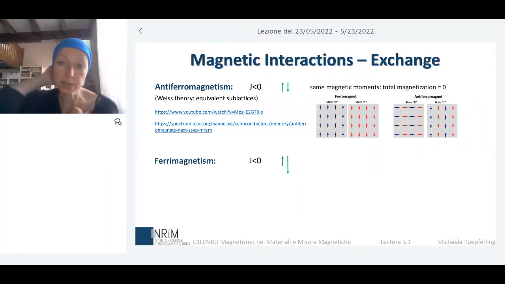Another special case of antiferromagnetism is ferrimagnetism, because it's a kind of antiferromagnetic exchange.